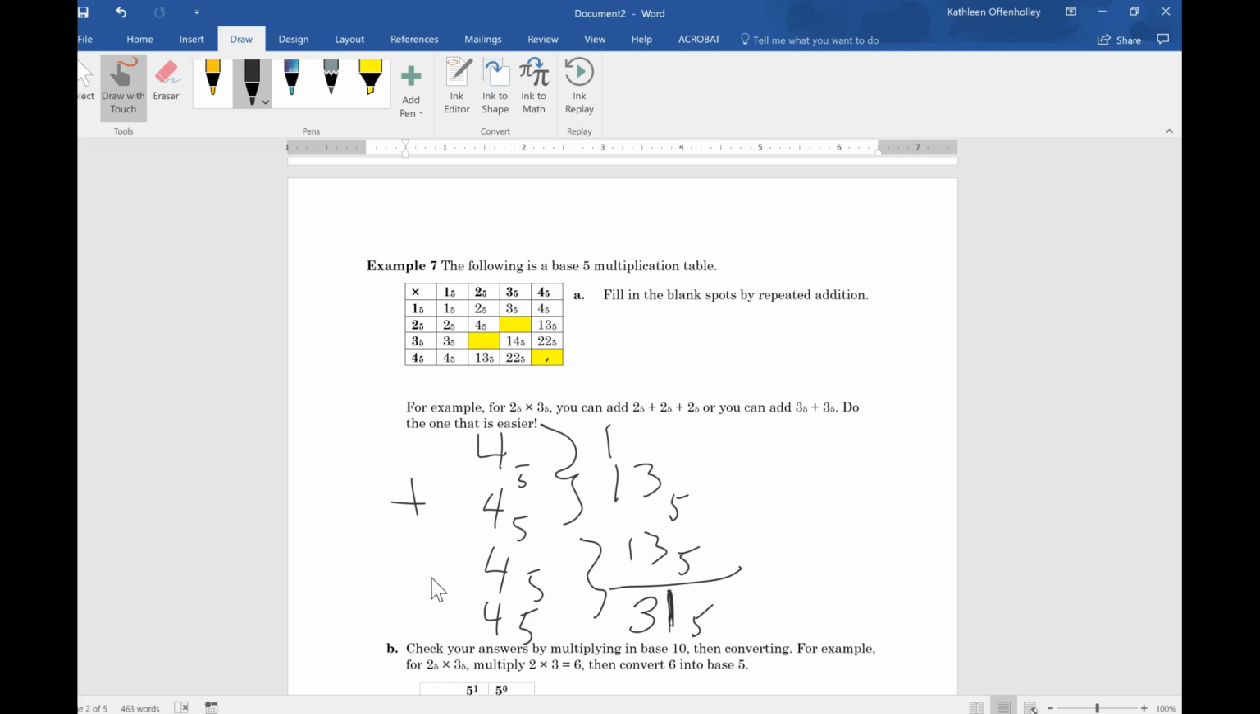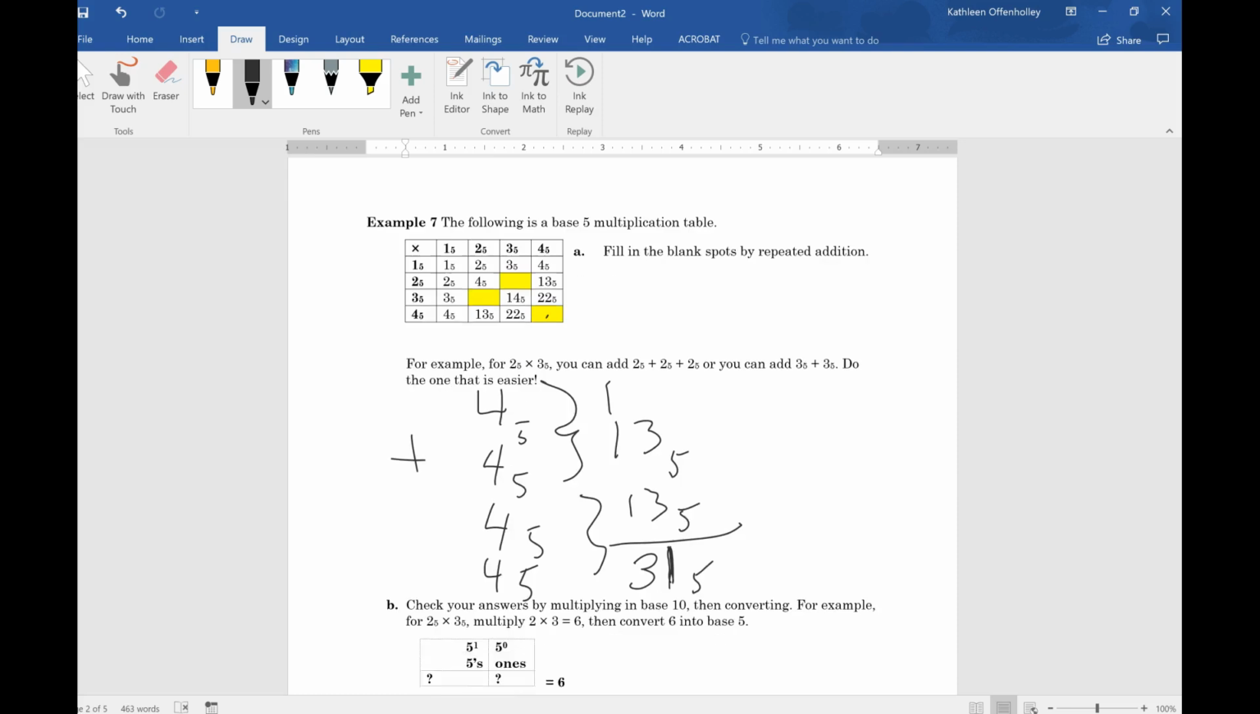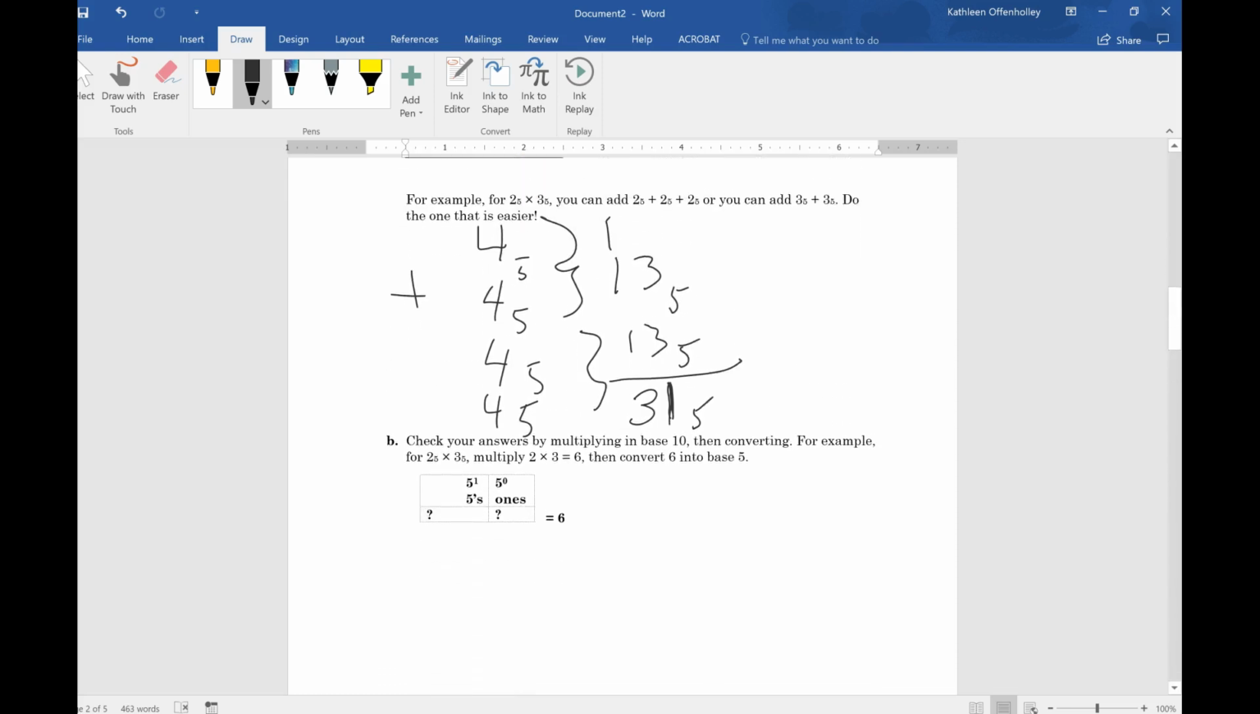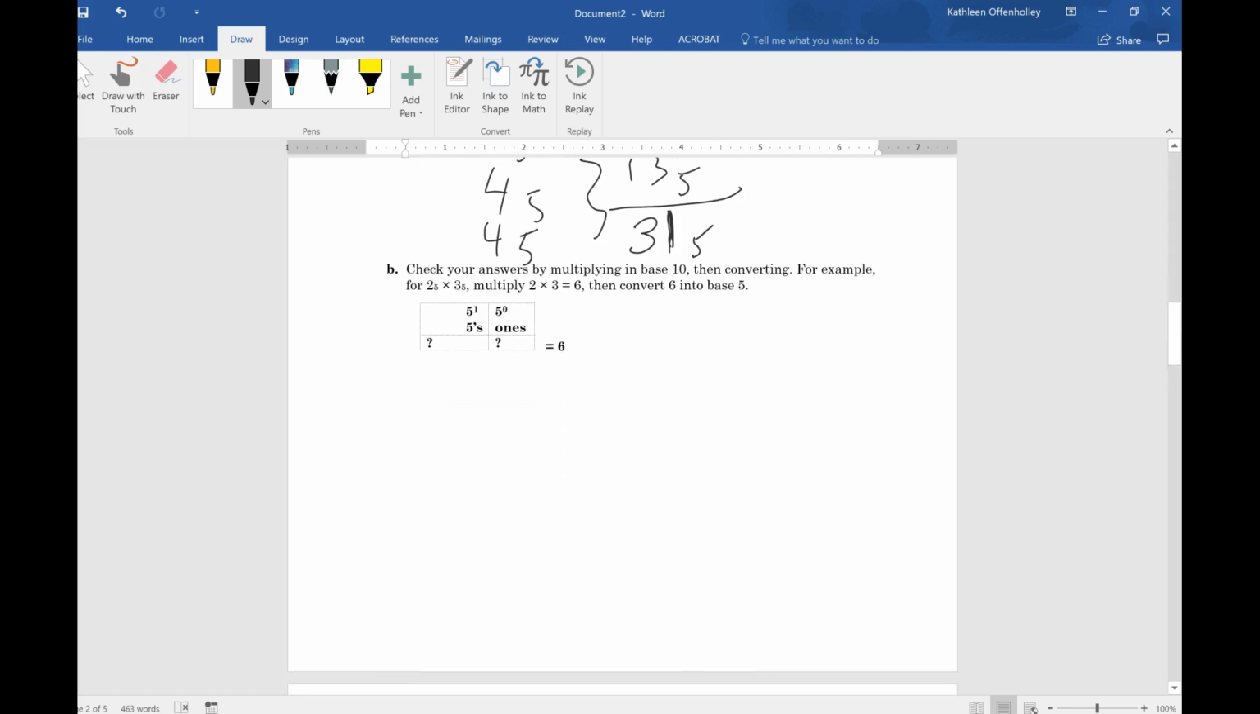Now we want to check our answers by converting. So let's just check the last answer, the 4 times 4 answer. Normally 4 times 4 is 16, right? Let's convert 16. So instead of doing this one here, let's convert 16 into base 5.